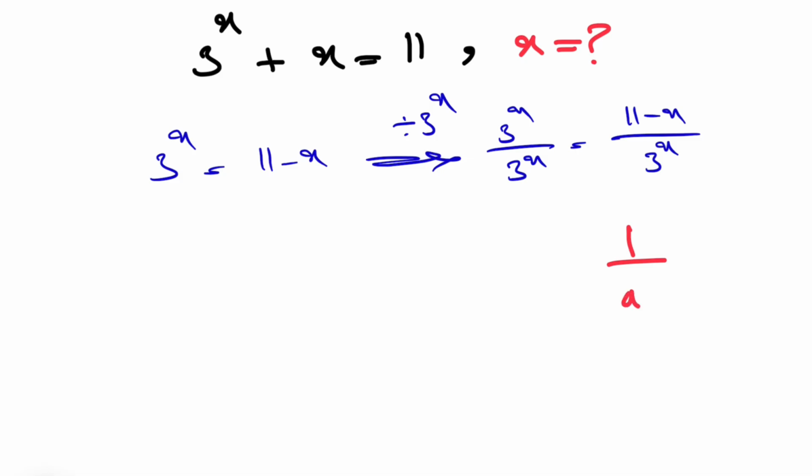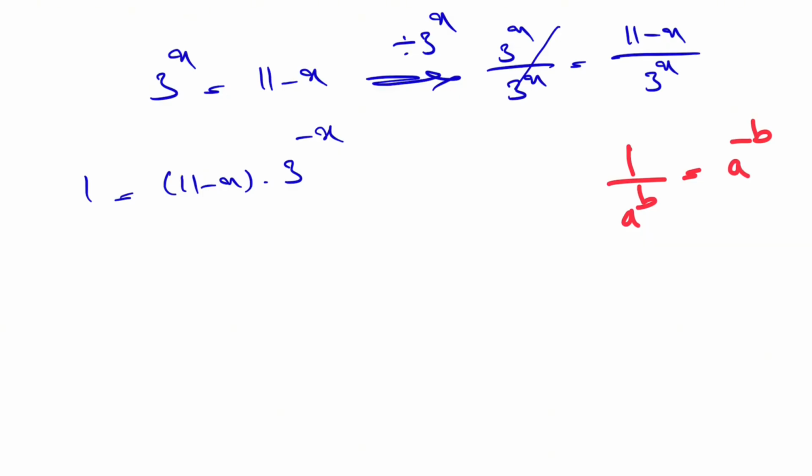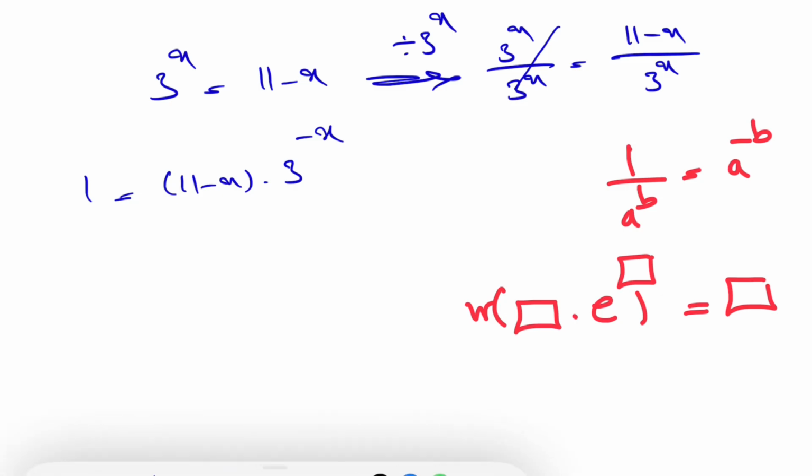We know that 1 over a to the power of b is equal to a to the power of minus b. So on the left side we get 1, which is equal to 11 minus x times 3 to the power of minus x. Since we are trying to solve this using the Lambert W function, what we need is a box times e to the power of the box, and once we apply the Lambert W function, this is going to give us the box. So far, if we look at our box, we'll see that we are missing 11 here, which means if we multiply this by 3 to the 11, we should be having that box.